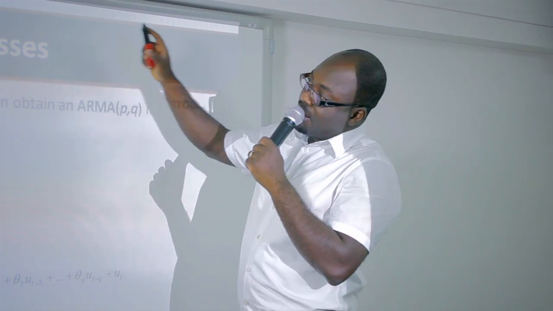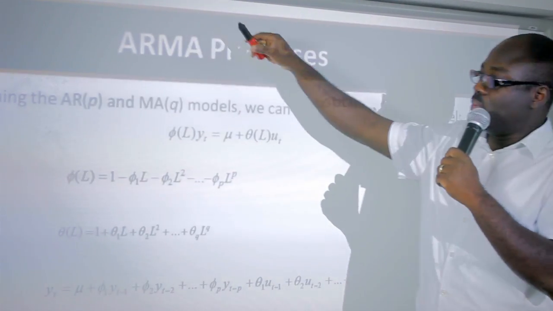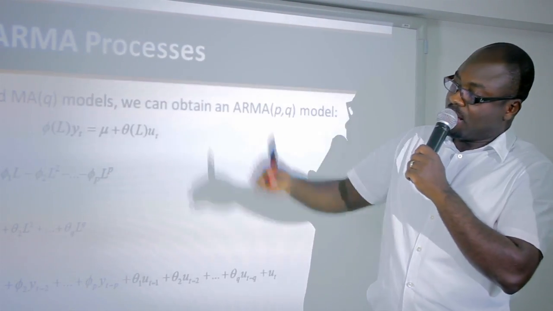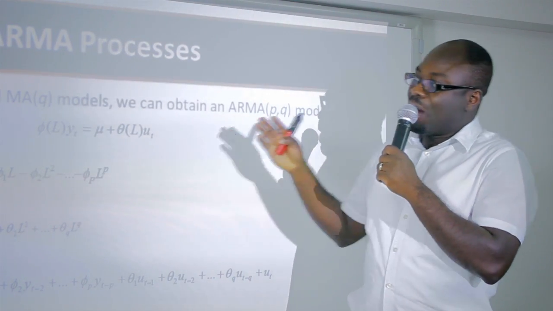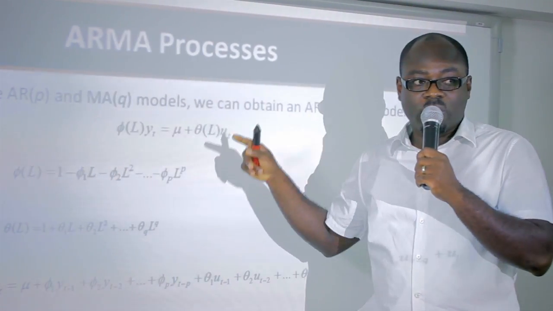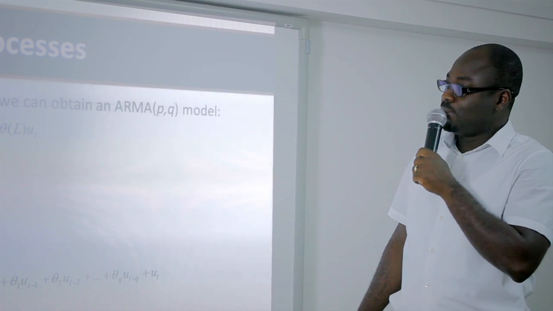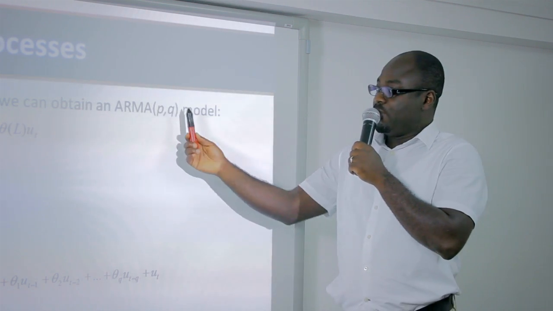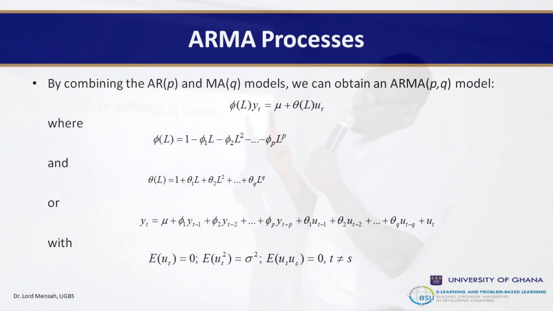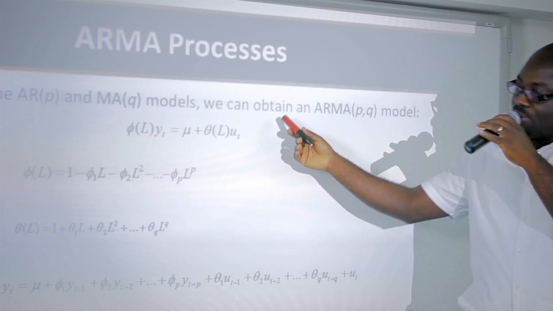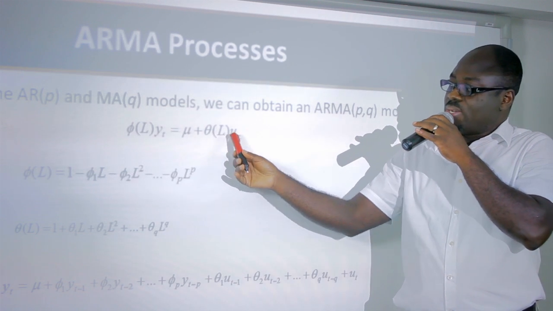So the ARMA process, which is the autoregressive and the moving average process, is a combination of the AR and then MA. So we always talk about ARMA(p,q), where the AR part is of order p and then the MA part is of order q. So we can obtain an ARMA(p,q) model. Now, for notation purpose, we look at the autoregressive part. Okay. We look at the autoregressive part and then the MA part. Of course, this is the average. You realize that the MA part, apart from the characteristic equation, depends on what?